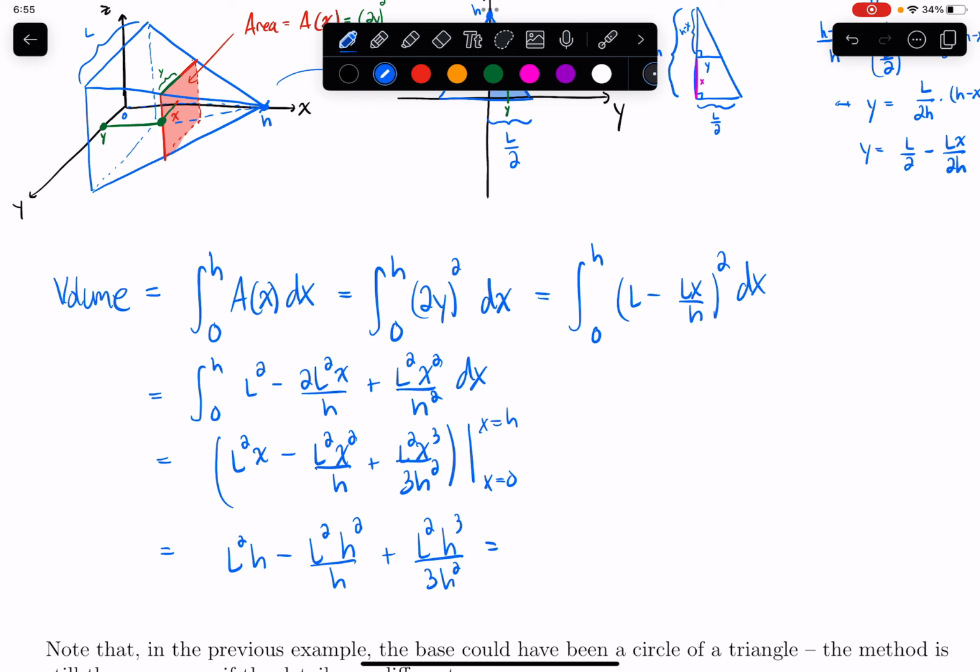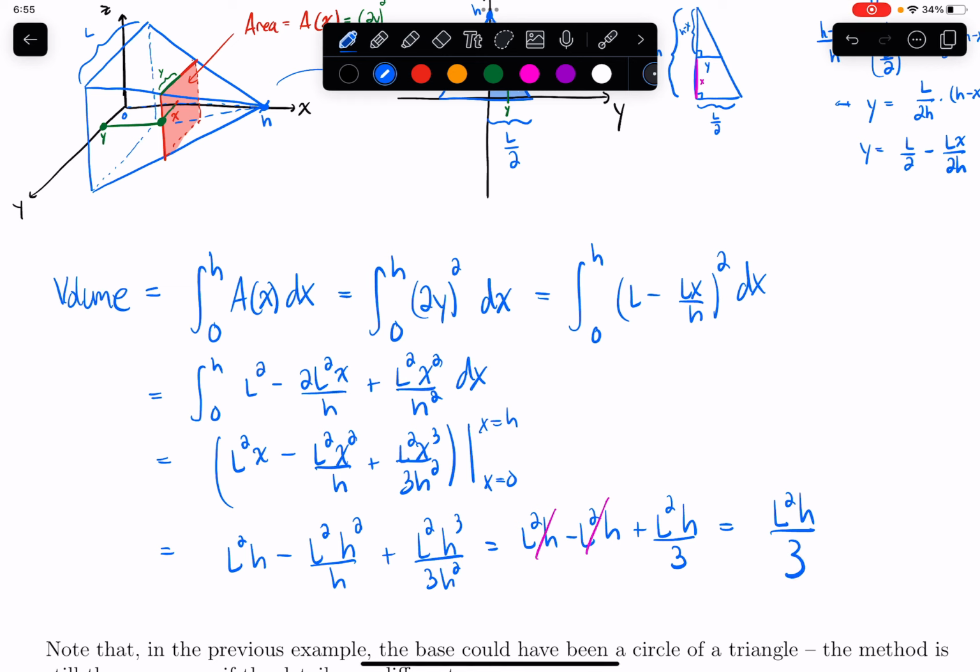And let's see what that turns into. I get L squared h minus L squared h plus L squared h over 3. So those two terms cancel, and my final answer is L squared h over 3.